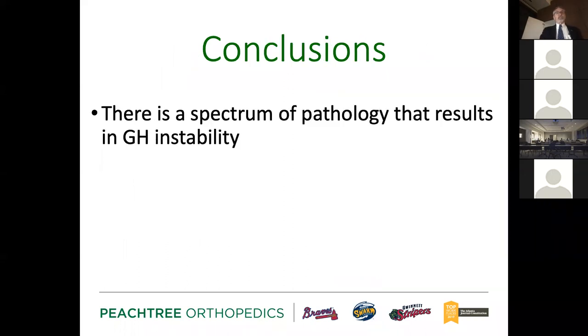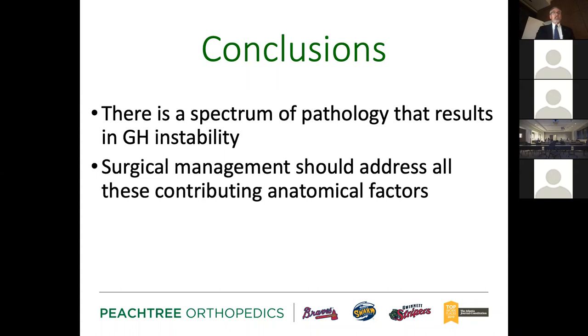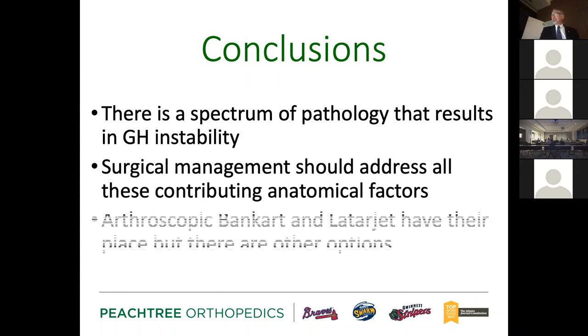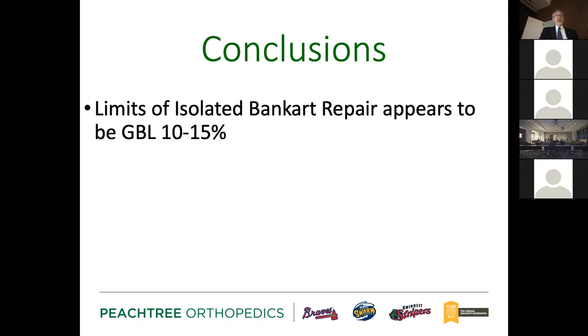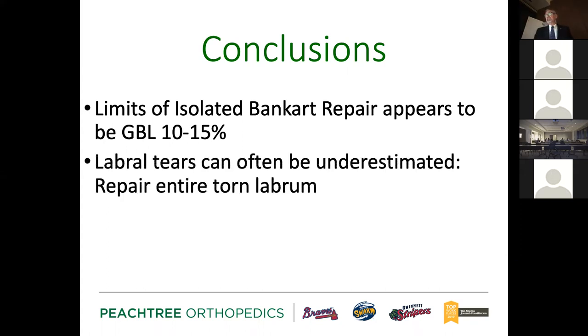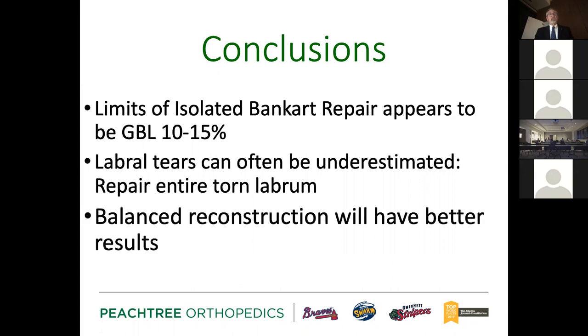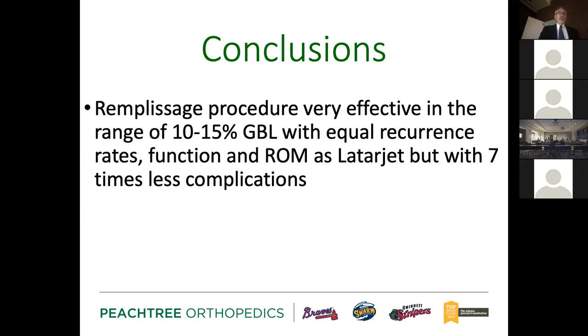So in conclusion, there's a spectrum of pathology that results in glenohumeral instability. Surgical management should address all the contributing anatomic factors. Arthroscopic Bankart and Latarjet have their place, but there are other options. The limits to an isolated Bankart repair appear to be glenoid bone loss of somewhere between 10 and 15%. Labral tears can often be underestimated. You want to repair the entire torn labrum, so identify the entire extent of the tear before you start fixing. Balanced reconstructions will have better results.